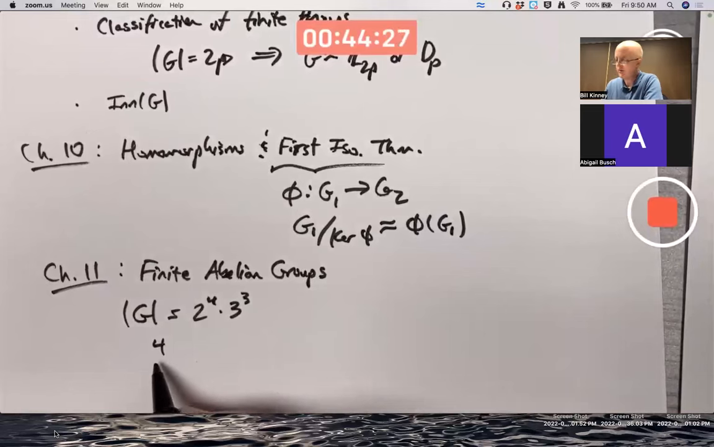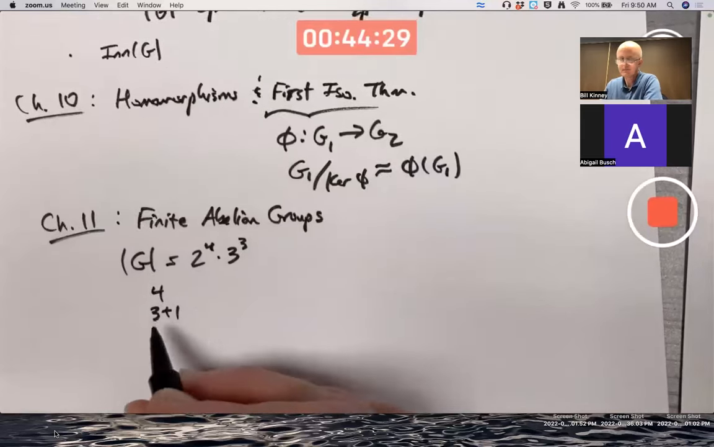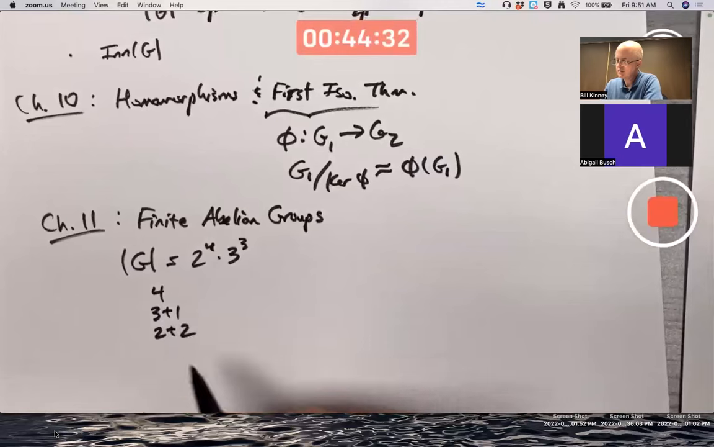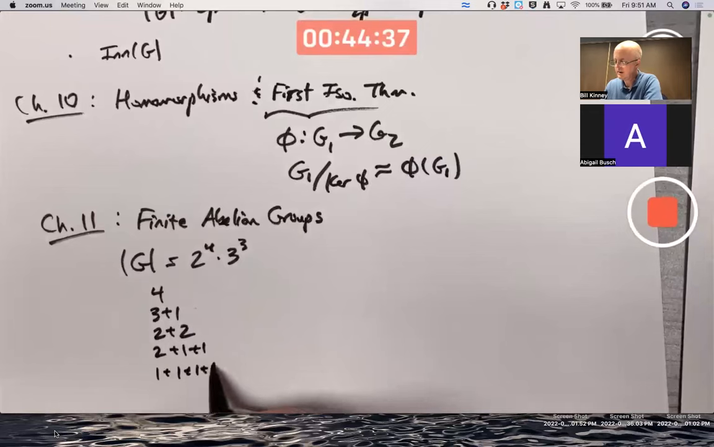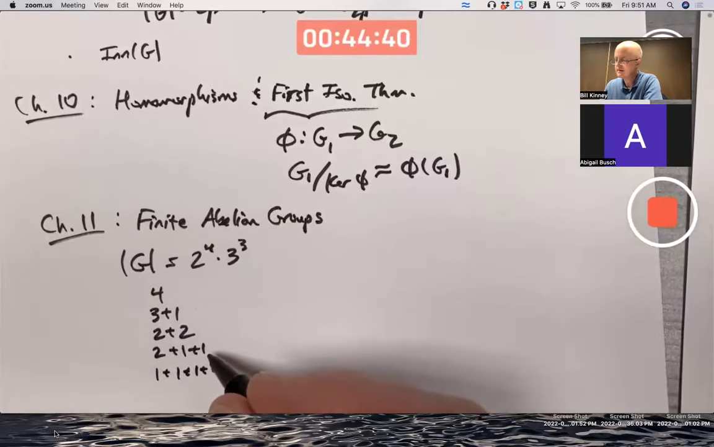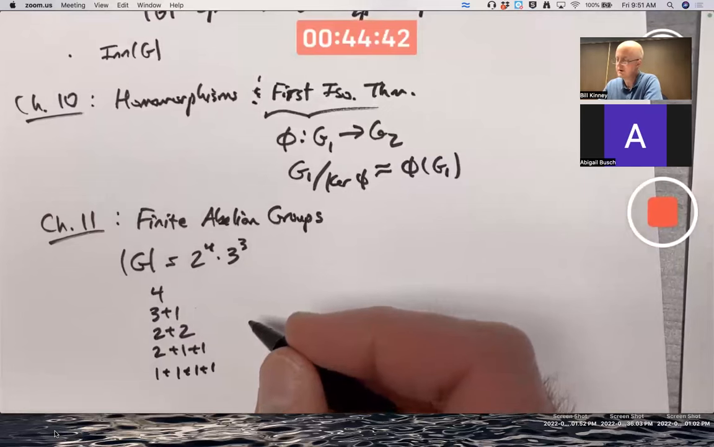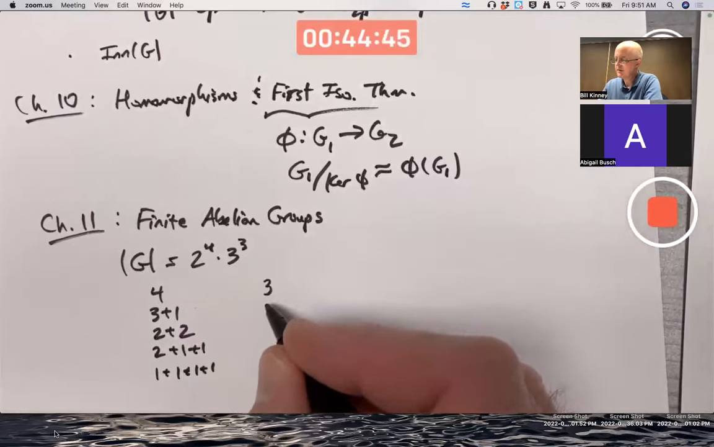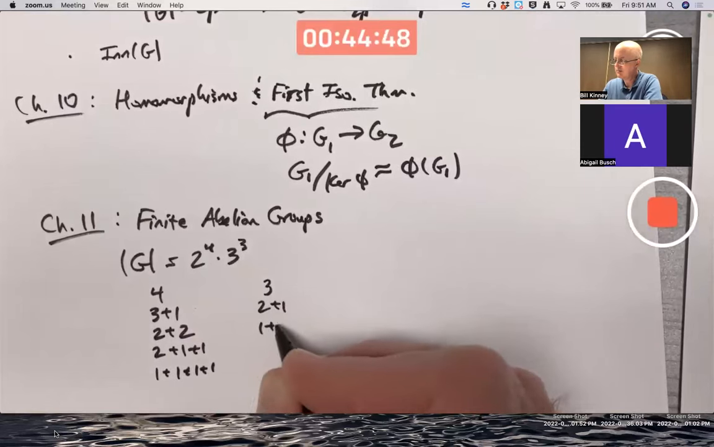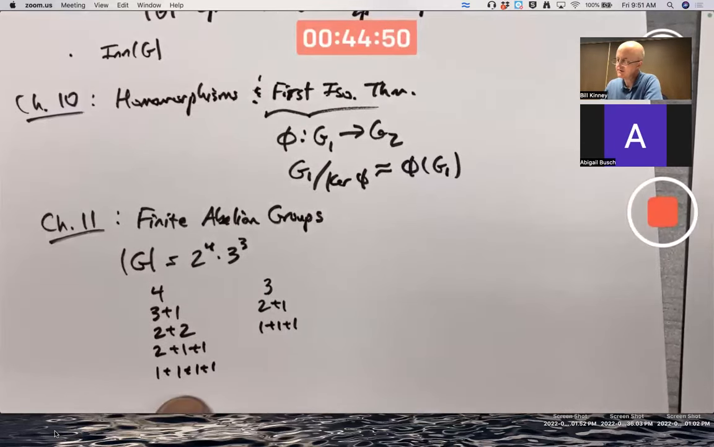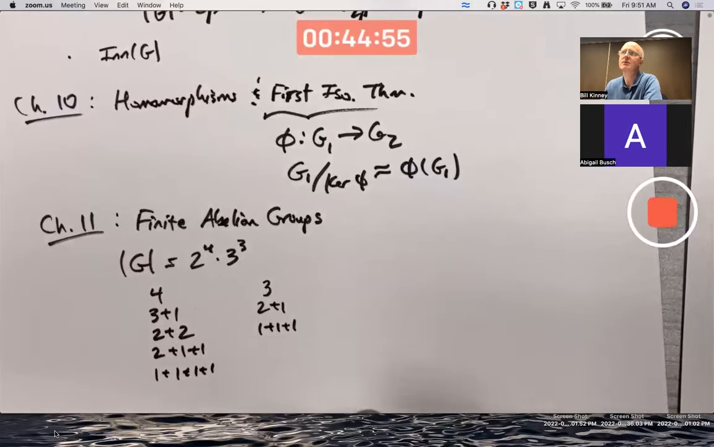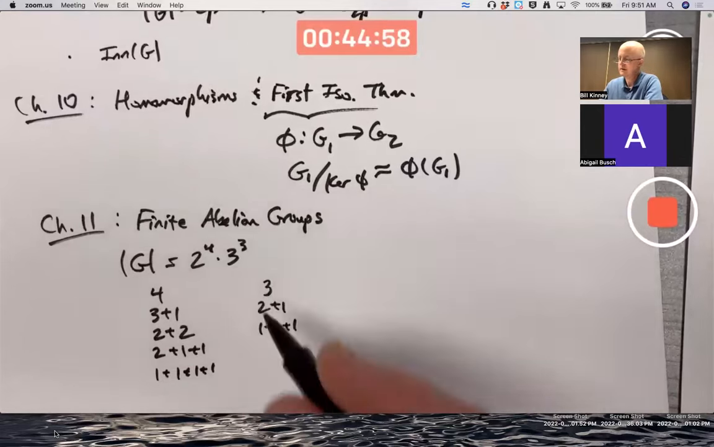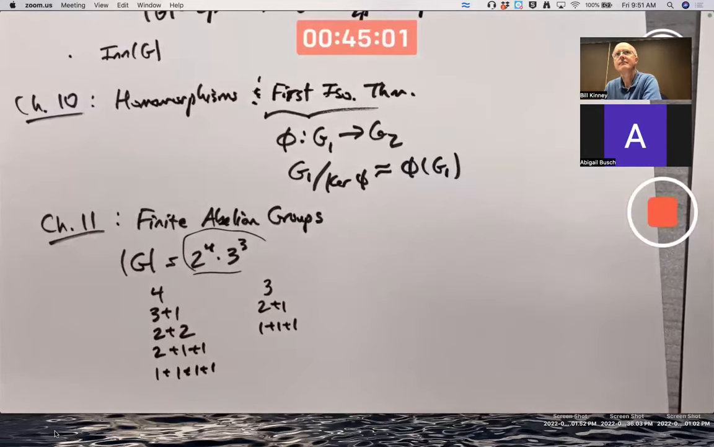The partitions of 4 are 4, 3 plus 1, 2 plus 2, 2 plus 1 plus 1, and 1 plus 1 plus 1 plus 1. And we don't think about reordering these with a commutative property to get a different partition. Partitions of 3 are 3, 2 plus 1, and 1 plus 1 plus 1. So there's 5 partitions of 4. There's 3 partitions of 3. Altogether, you'd have 5 times 3, 15 possible abelian groups of order equal to this, whatever that number is. 16 times 27, whatever that is.